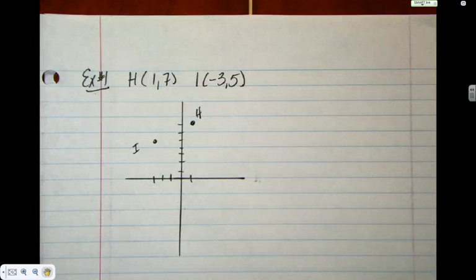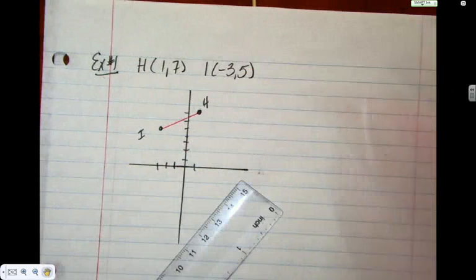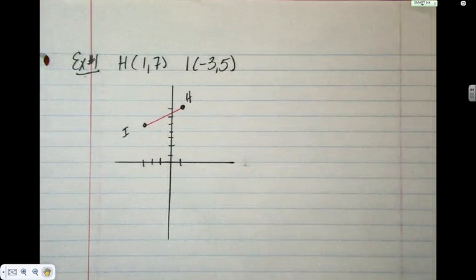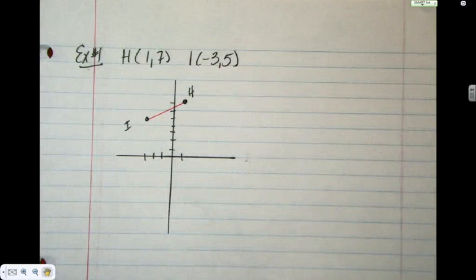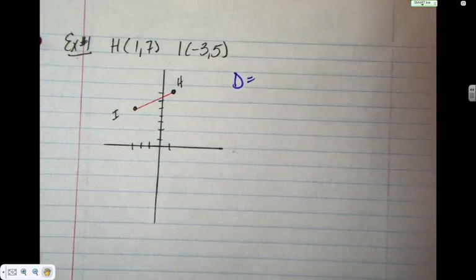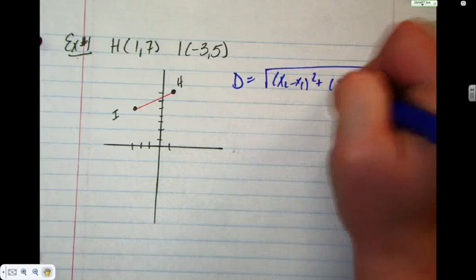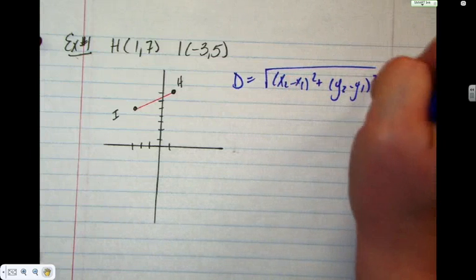And what is the question asking us to find? The distance between them, the length, or the shortest path from one to the other. That's what we're actually going to find, how many units long that distance is. Formula: D equals the square root of (x2 minus x1) squared plus (y2 minus y1) squared.